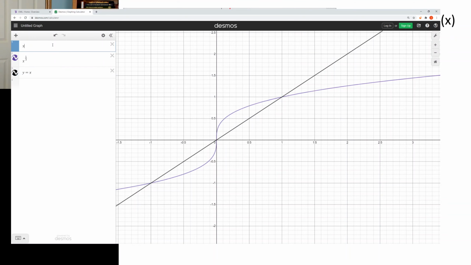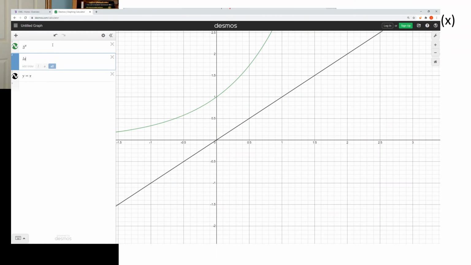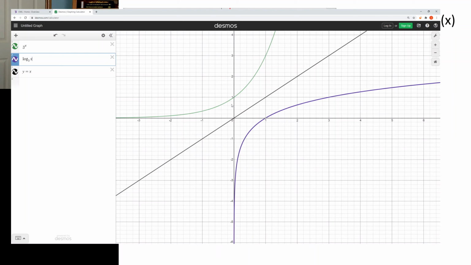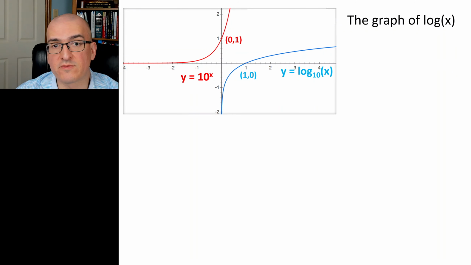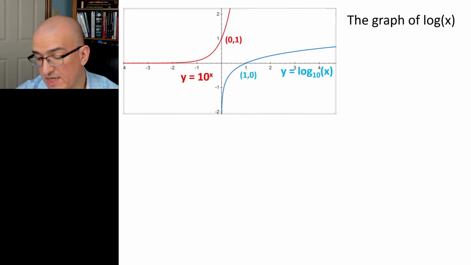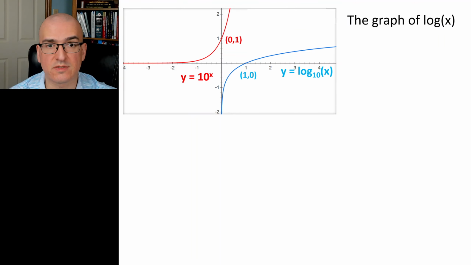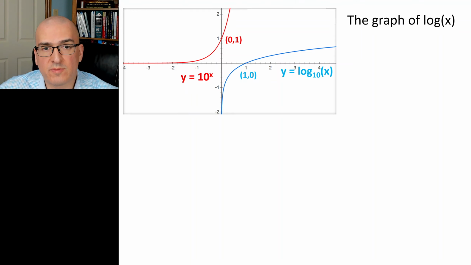I can do 3 to the x and log base 3 of x, which are also reflections about that line. That's always going to be true of the pair of a function with its inverse function. That's actually one way to create the graph of the log function, is to graph the corresponding exponential function that has the same base, and then do a reflection about the line y equals x in the same way that you would do a reflection of a picture in art class.